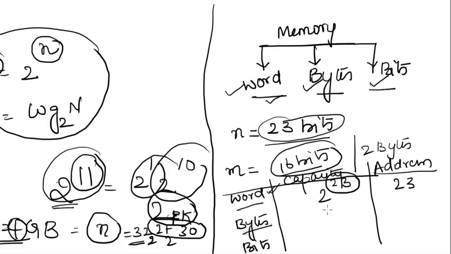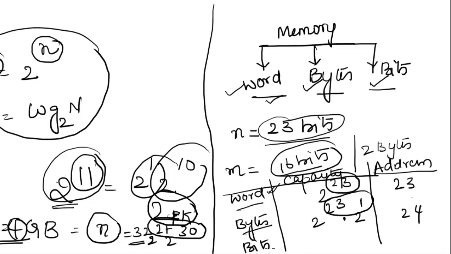Now what will be the capacity? See here, 2 to the power of 23, that will be in the form of words. Now one word is having how many bytes? 2 bytes. So into 2 bytes, can be written as 2 power 1. So it will be 2 power 24. Now how many address bits are required? 24 bits are required.